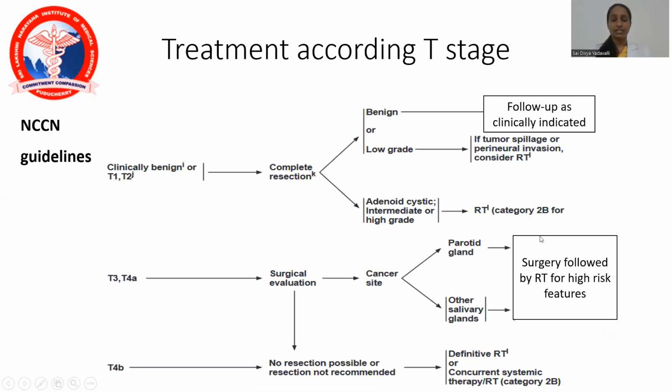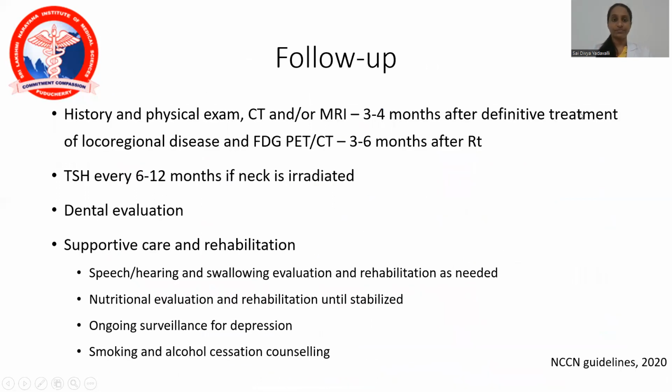This slide summarizes the stage-wise treatment as per the NCCN guidelines. So the mainstay of treatment is surgery for all stages, unless resection is not possible, in which case definitive RT may be tried. But in all other stages when resection is possible, surgical resection should be followed by RT if required, or follow-up.